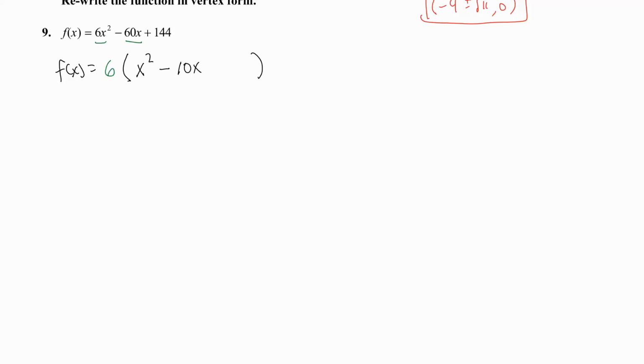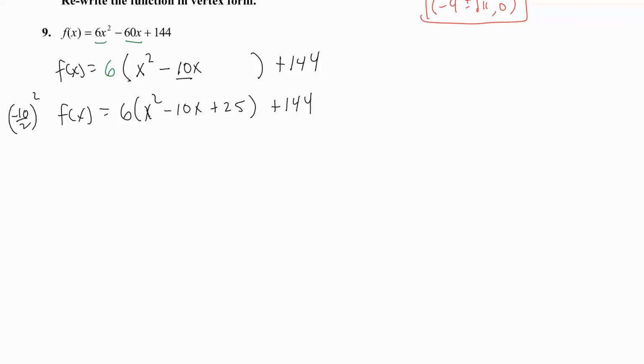When we're doing this vertex form, we're kind of forcing it right there. If we distribute that, you'll see it's the exact same equation. From there, we want to change that into a perfect square trinomial inside the parentheses. Not much is different here. We take that middle term, negative 10, and divide it by 2, and then square that. So that's negative 5, and negative 5 times negative 5 is positive 25.